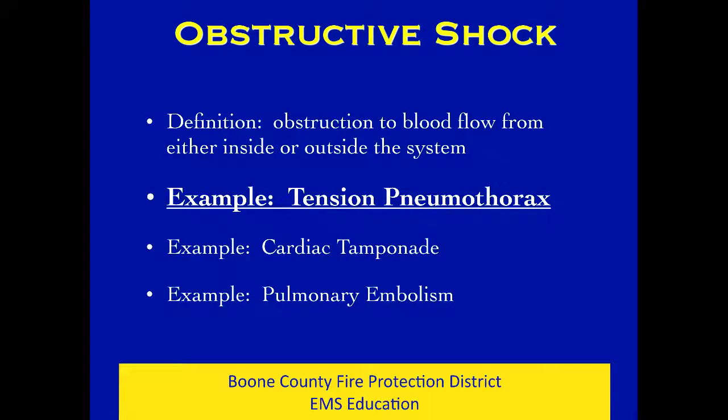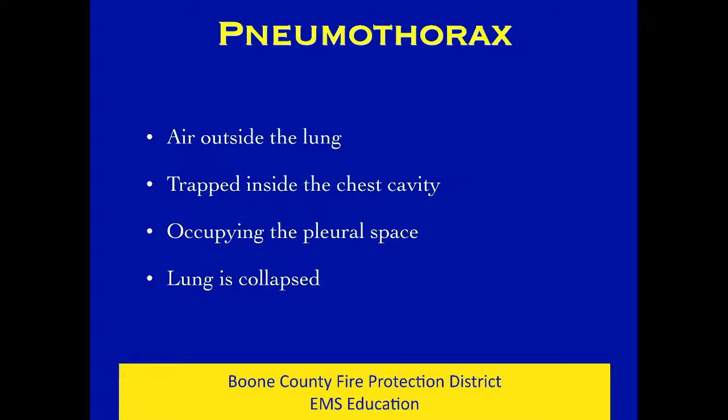So obstructive shock is an obstruction to flow somewhere inside or outside the system, the cardiovascular system. The primary example that we'll spend the most time on in this lesson is a tension pneumothorax. Other examples of obstructive shock would be cardiac tamponade or pulmonary embolus, and we'll address those at the end. So for now, let's talk about and think about what a tension pneumothorax would be.